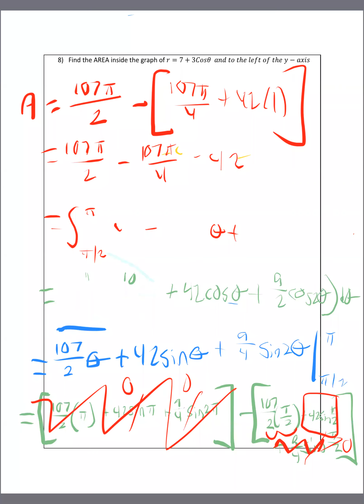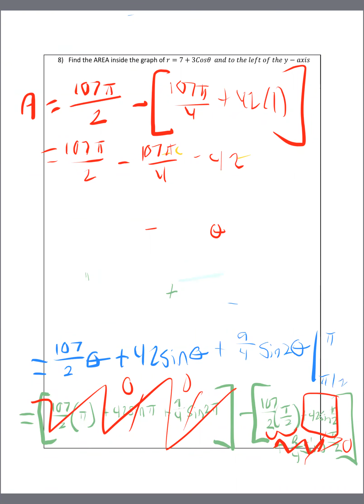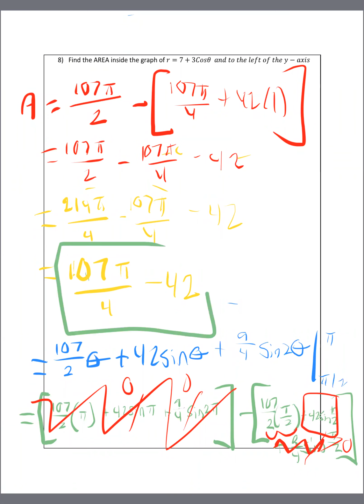Sorry about this. There's so much work with this problem. And then now, all we're left with, I'll change the color again. We can rewrite this as 214 pi over 4 minus 107 pi over 4, because we want the same common denominator, minus 42. Then you finally end up getting 107 pi over 4 minus 42, and that is your answer. That is the final answer, or the most simplified version of your answer.